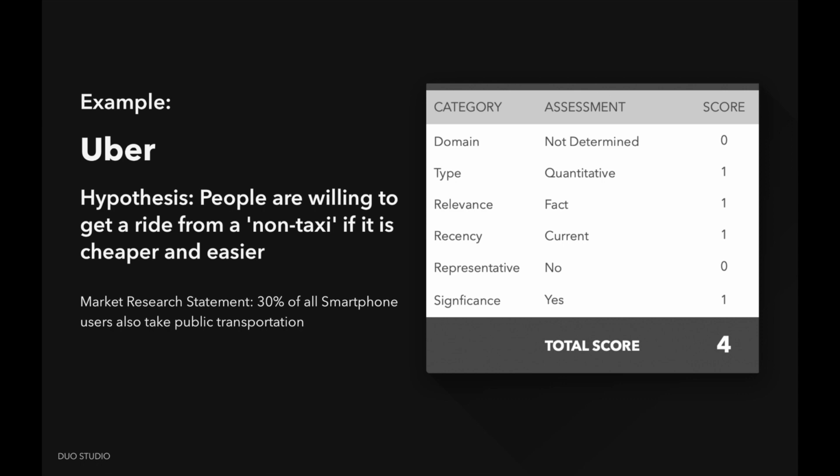It is not representative though, because it does not validate the basic hypothesis of, if I build it, then people will buy it. But it is significant because Uber's technology relies on the penetration rate of smartphones in the market. This is indicative of a TAM, a total addressable market. And so I would argue that it is significant.